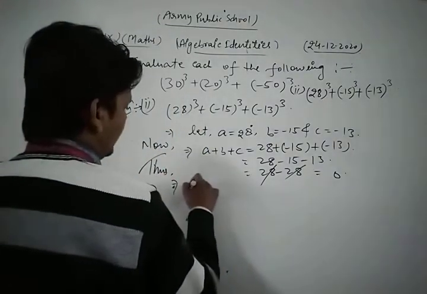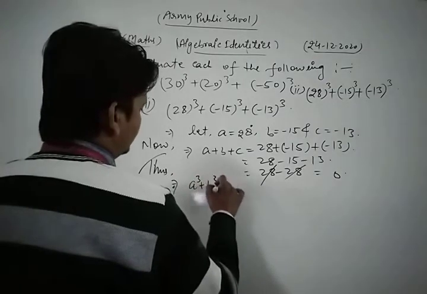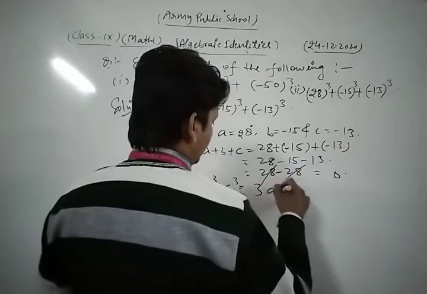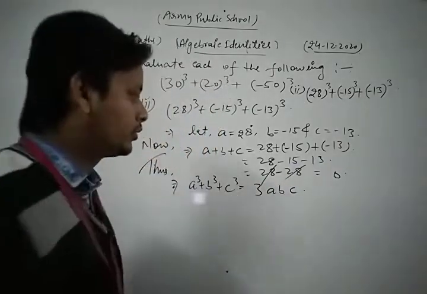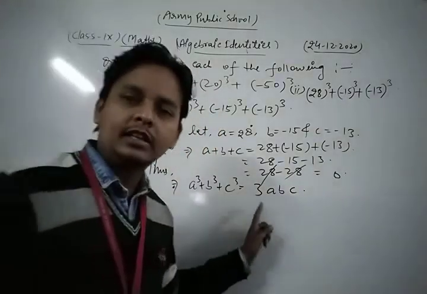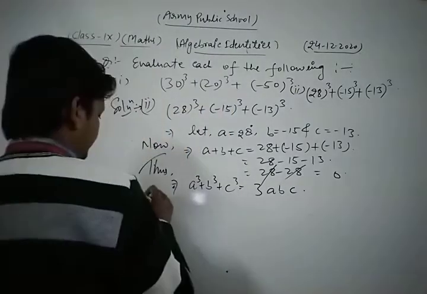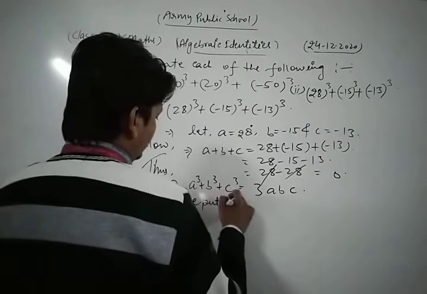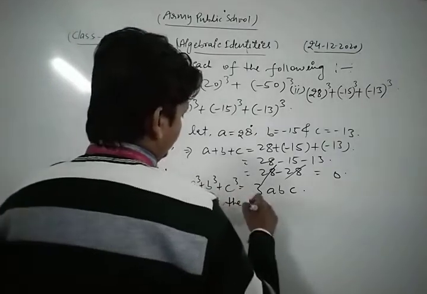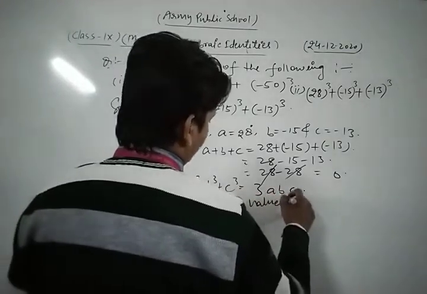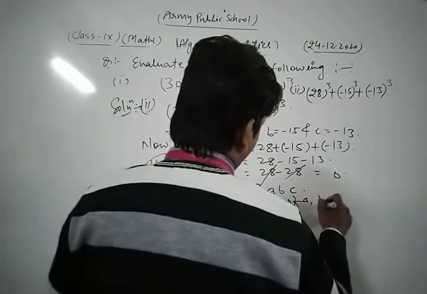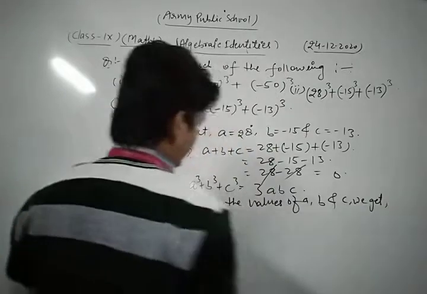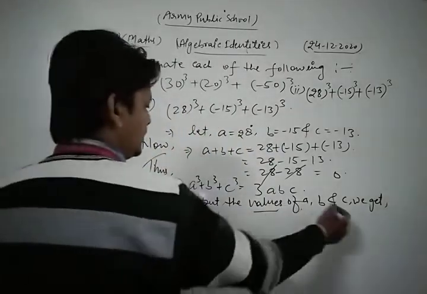Thus the value of a cube plus b cube plus c cube is equal to what? 3abc. Now therefore we put the values of a, b and c in this expression.